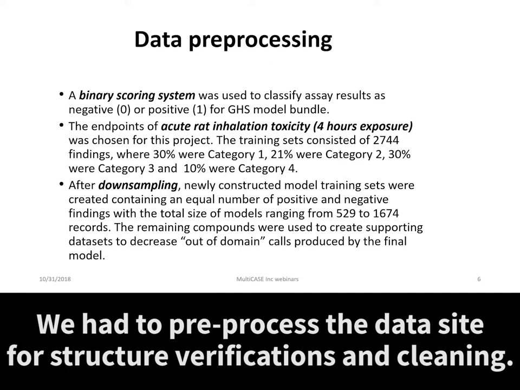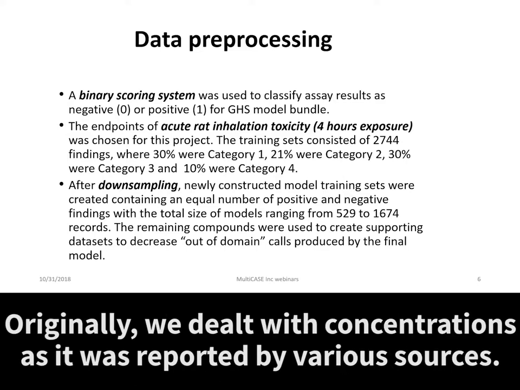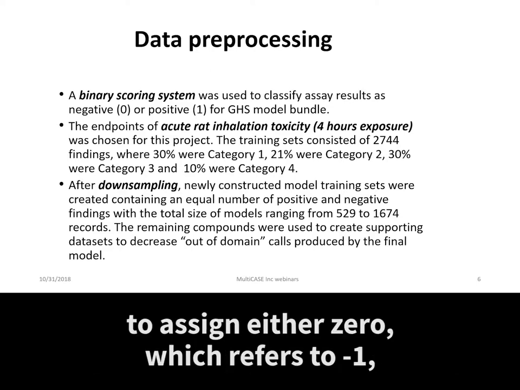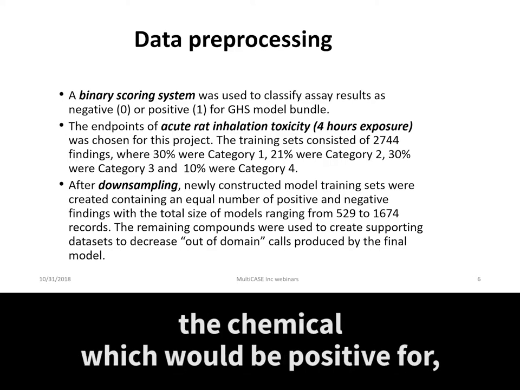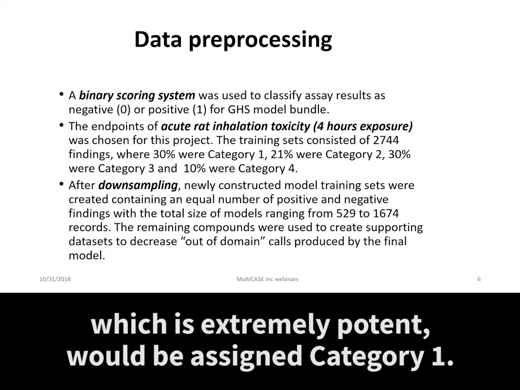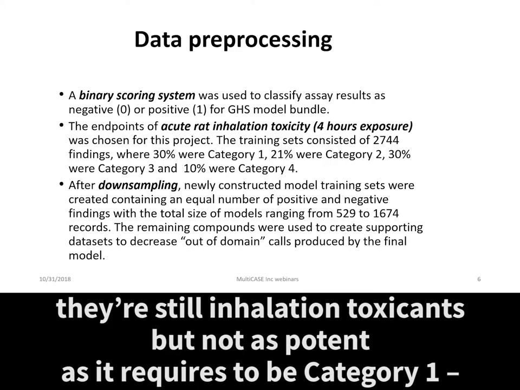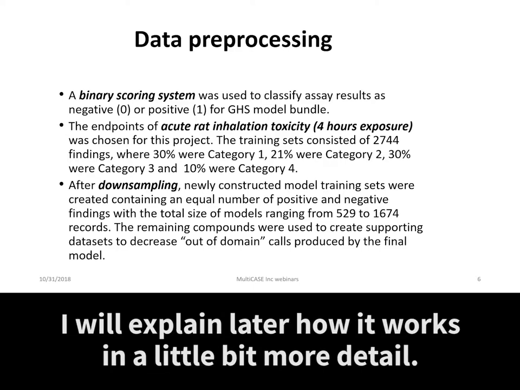We had to pre-process the data. Aside from structure verification and cleaning, we had to apply the binary scoring system. We dealt with concentrations as they were reported by various sources. When we score for the binary system, we apply the GHS criteria to assign either 0, which refers to negative, or 1, which refers to positive, to a particular chemical for a particular model. For example, a chemical which is positive from the point of view of GHS category 1, which is extremely potent, would be assigned category 1. If other chemicals do not fit category 1, they are still inhalation toxicants, but not as potent as required for category 1, so they would be assigned label 0 for that particular model only. I will explain later how it works in a little bit more detail.